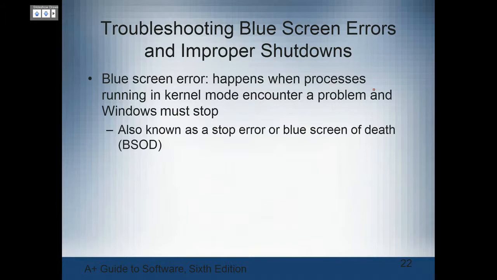Troubleshoot blue screen errors. When a process running in kernel mode, and remember we had user mode and went through all of the management modes, and we finally get to kernel mode. Kernel mode is the one that actually gets access to hardware. If we have something running in kernel mode that encounters a problem, we get a Windows stop error, also known as the blue screen of death. And if you really want to have some fun with people, if you're cruel, there is a screensaver out there that's a blue screen of death.